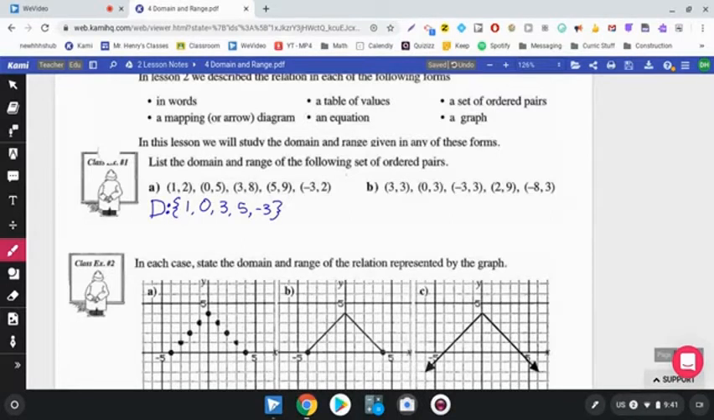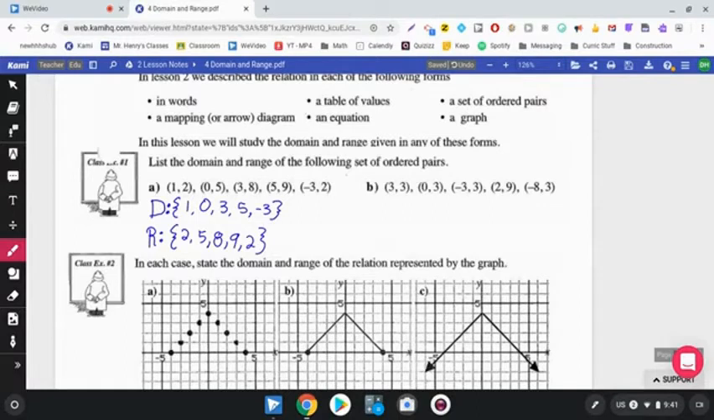So if I ever have just a bunch of ordered pairs and I'm asked for the domain, the domain just says list all of your inputs. And the range says, okay, list all of the outputs. So I'd say 2 is an output, and 5, and 8, and 9, and 2. I'm listing all of the y-coordinates from those ordered pairs.